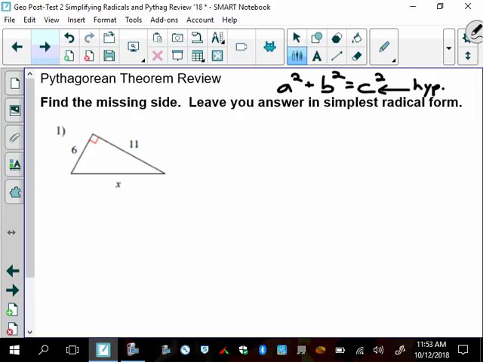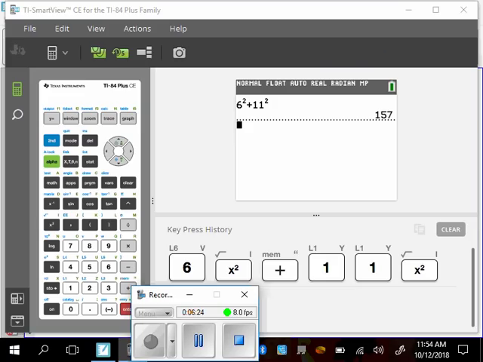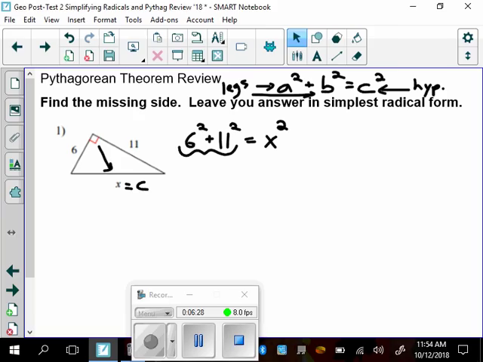So the first thing we want to recognize is where is the right angle. Across from that always has to be c. A and B are called the legs of the right triangle. Those are the 2 sides that make up the right angle. So I'm going to use 6 as my A, 11 as my B, and then my C is going to be X. So you can type this into your calculator. So I got 157 for my answer.